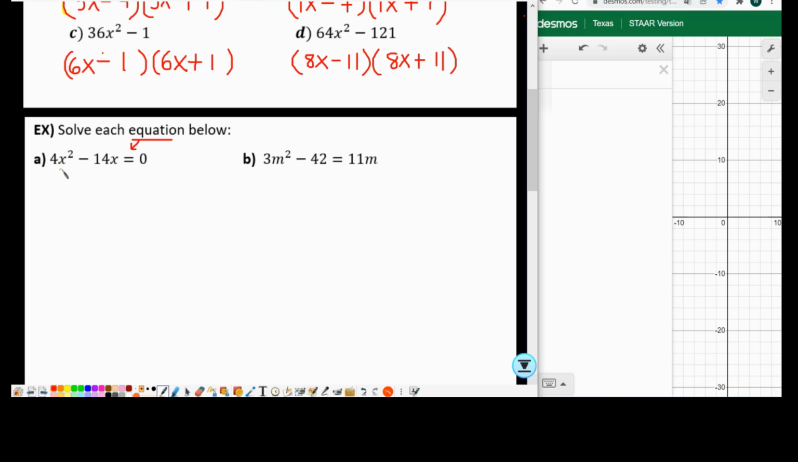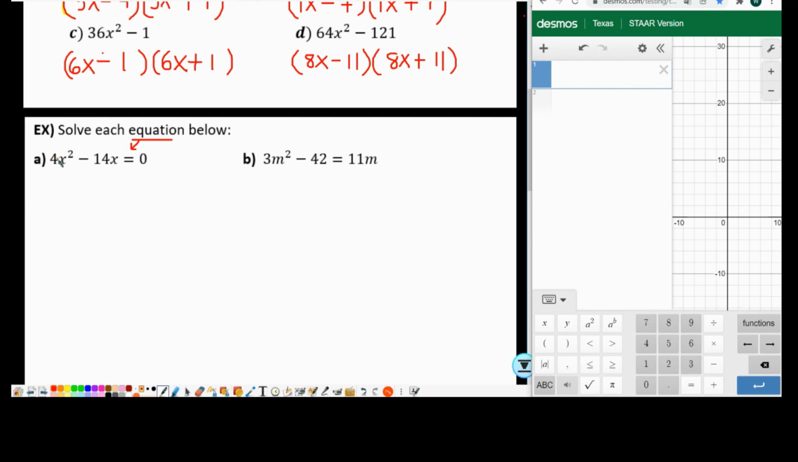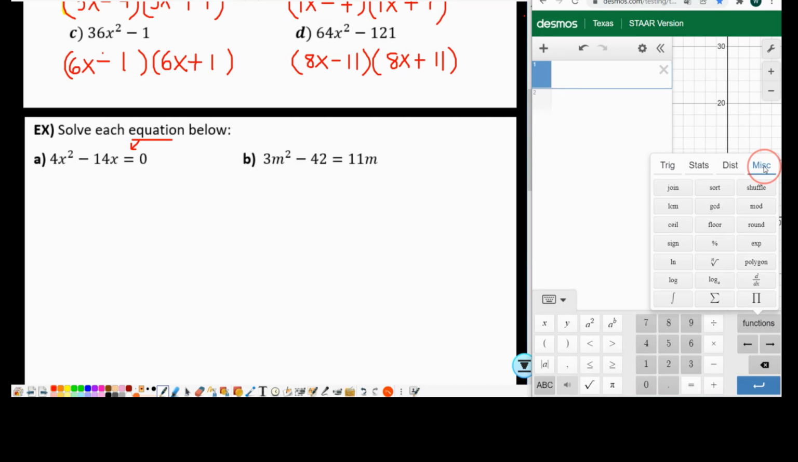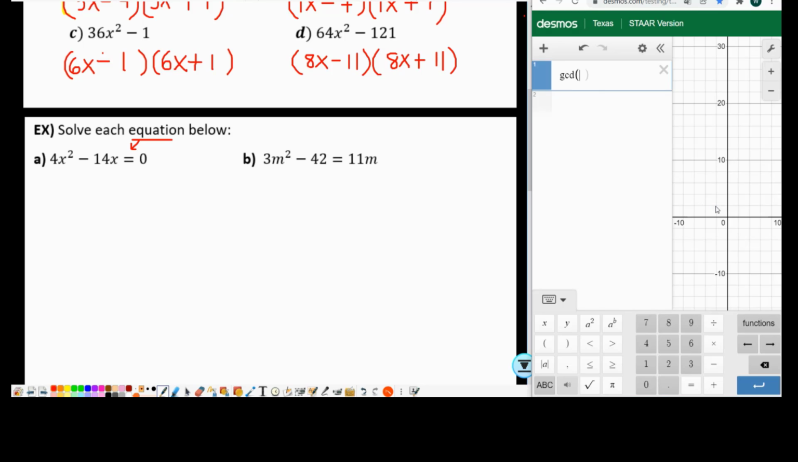So basically we ask, okay, you only have two terms. Can I factor anything from 4 and 14? Remember, if you don't remember, or you cannot think of the number that divides 4 and 14, click on Functions, click on Miscellaneous, click on GCD, and then type in 4, 14. And the calculator will help you decide that the biggest number is 2.